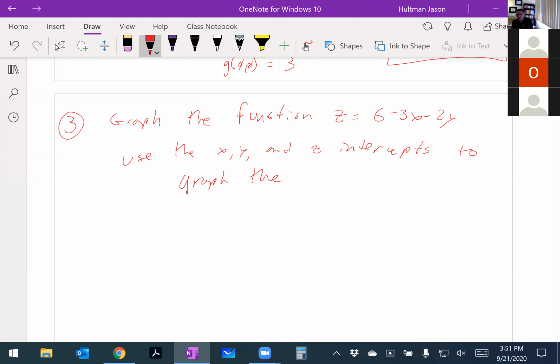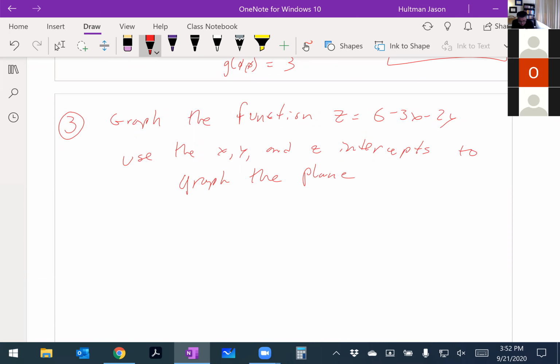the what? What is this going to be a graph of? Z equals something in terms of x and y. Anybody know what type of function this is going to graph? Is it a plane? It is a plane. Thank you, Long. The x and the y and the z are all raised to the first power. It's a plane.